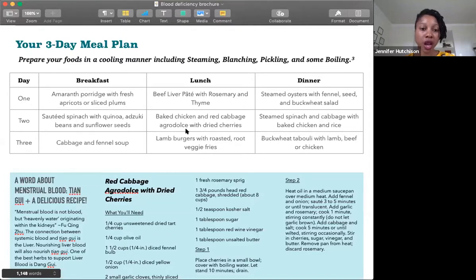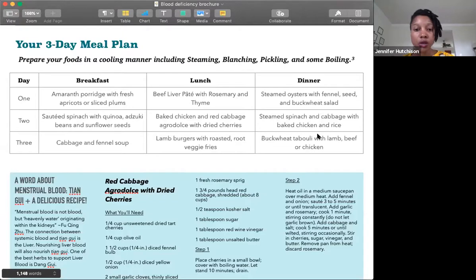The red cabbage agua dulce recipe is down here at the bottom. Lamb is really good. Lamb is very hot in Chinese medicine. It's one of the most warm foods. Lamb, you can do lamb burgers. Eating oysters and fish are really good for the kidneys. So different fish and seafood.